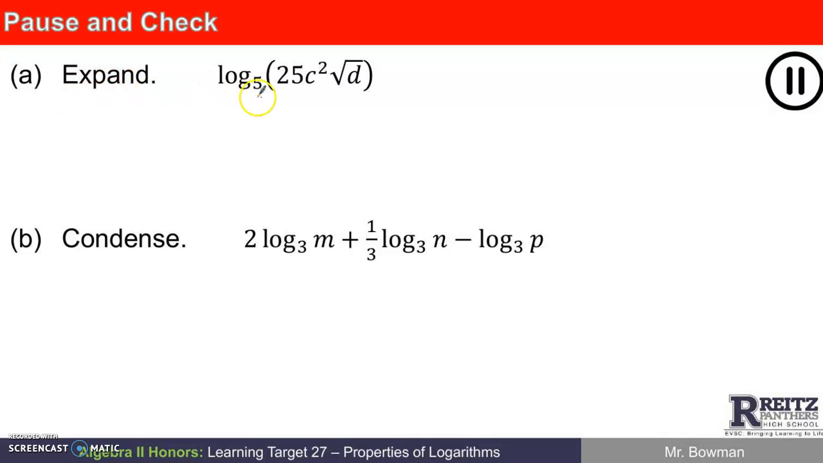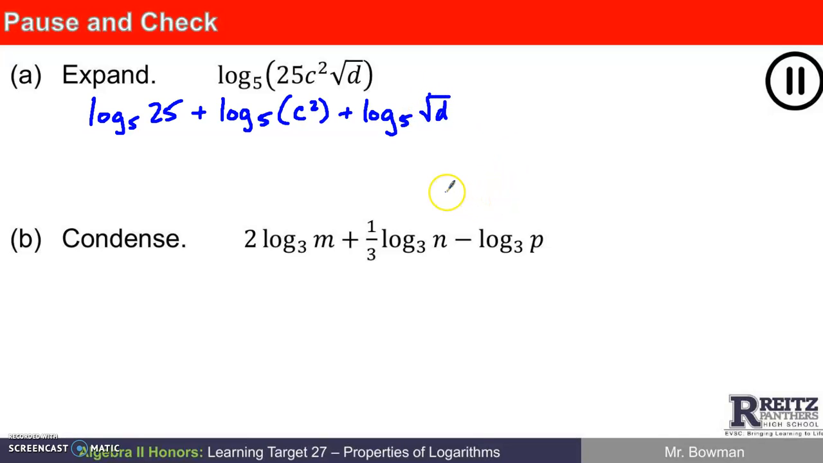On A, you were asked to expand this expression. You're going to try and write it in as many log terms as possible. I see this ultimately as a product of 3 things: log base 5 of 25 times c squared times the square root of d. So let me write it first as the sum of 3 logs. Log base 5 of 25 plus log base 5 of c squared plus log base 5 of the square root of d. So I've got it written as a sum of 3 logs.